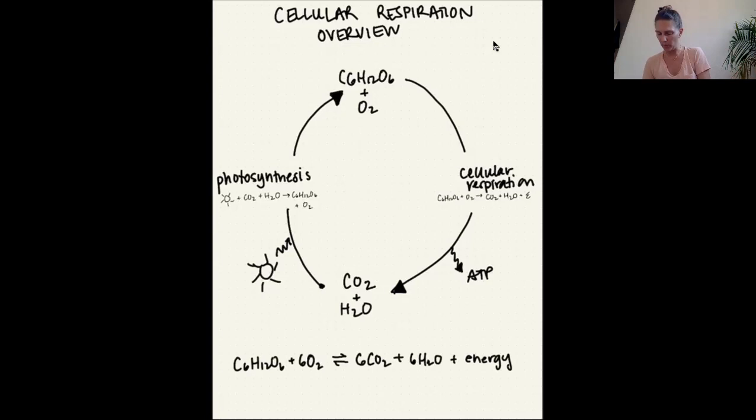And I just want to remind you that we're always going to keep our eyes on the carbon. So here, as glucose is being converted to CO2, that is an oxidation reaction. And as oxygen is being converted to water, we're going to see that that is a reduction. So this is a redox reaction. Okay, so that is the overview.